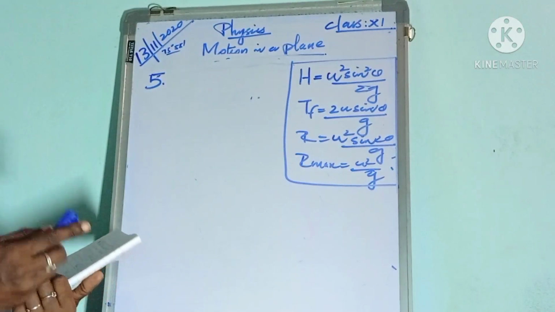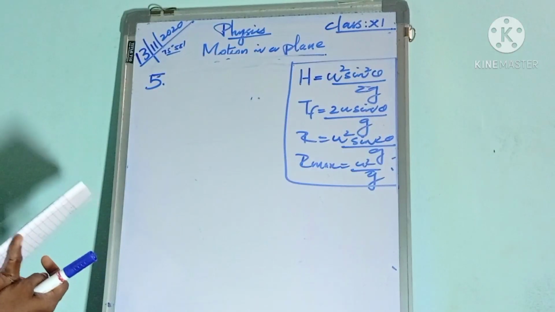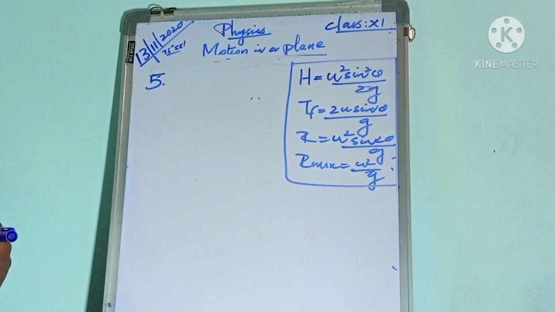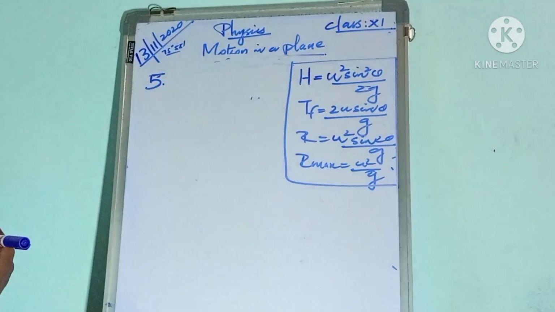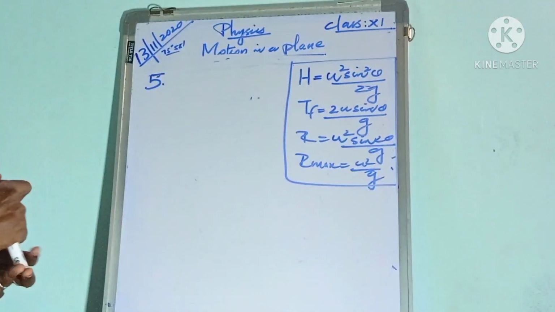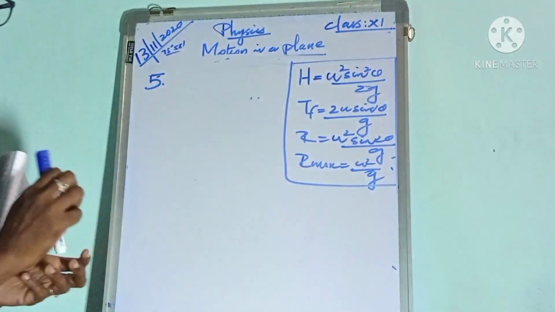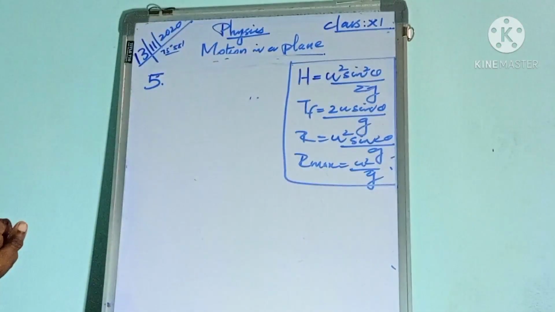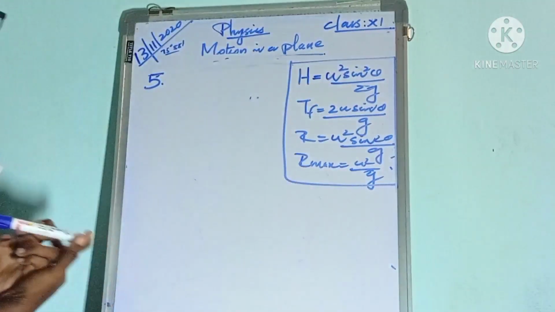Okay, next we have the fifth question. Before going to that question, you should know the 4 equations. I think all of you learned the 4 equations already. Then, what is H? Actually the maximum height. These equations are related to projectile motion. Next, we are going to do the problems related to projectile motion, so all of you should know all the equations.